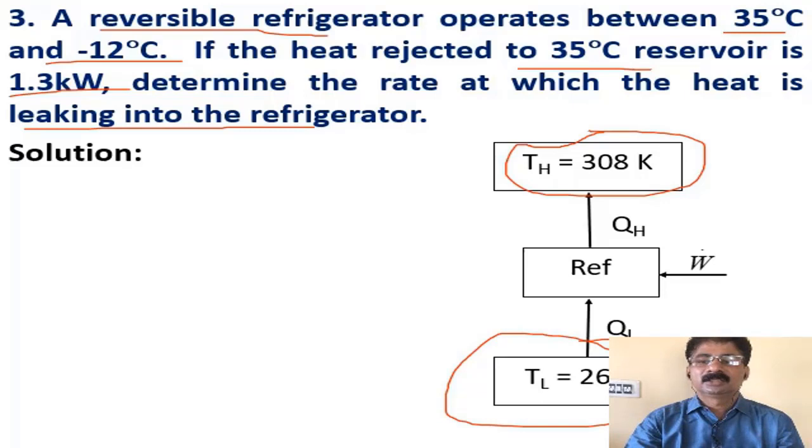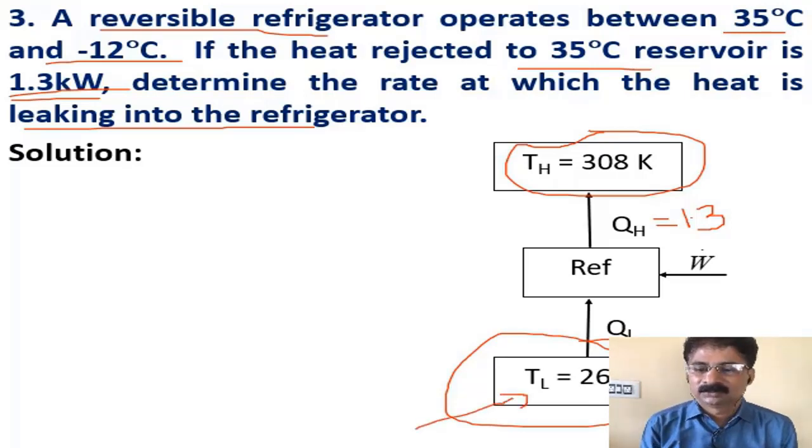Now the heat rejected to the 35 degrees Celsius reservoir, that is 1.3 kilowatt, is nothing but this data. QH is equal to 1.3 kilowatt. Now he is asking us to calculate the rate at which heat is leaking into the refrigerator. Leaking into the refrigerator means what is entering into this. But whatever heat enters into this chamber or the cold space has to be removed by the refrigerator, so it becomes equal to QL. That is what you have to understand. The heat leaking into the refrigerator is nothing but the heat removed from the low temperature reservoir or the low temperature space by the refrigerator.